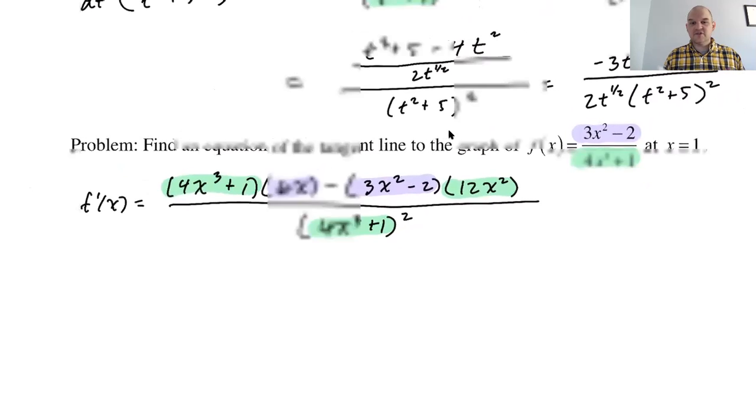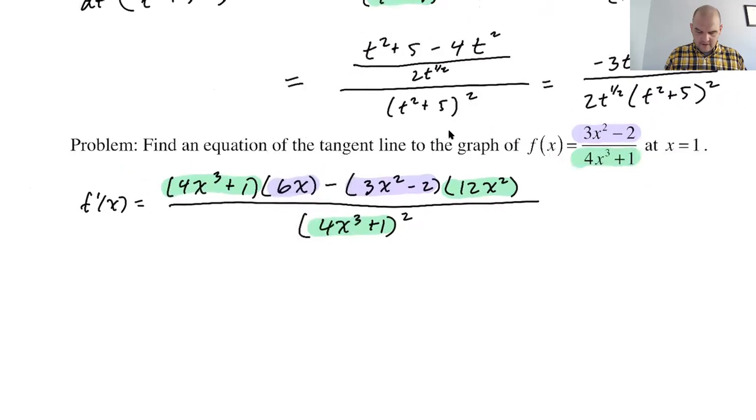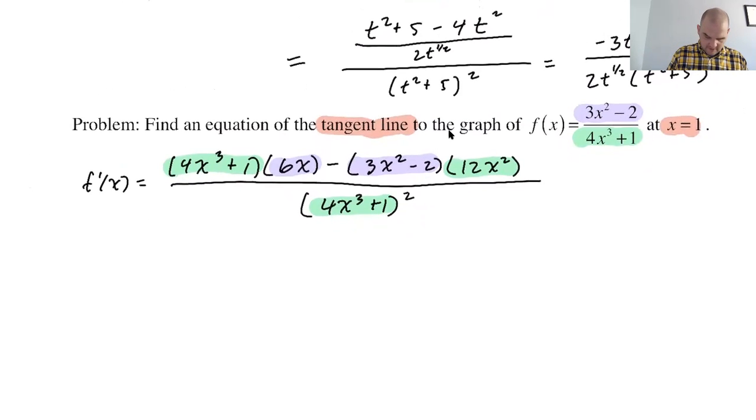Okay, we are not asked to simplify this. We are asked to find the tangent line. We're asked to find the tangent line at x equals 1, right? Not find the derivative, simplify the derivative, find the tangent line. So let's just, from here, find f prime of 1.